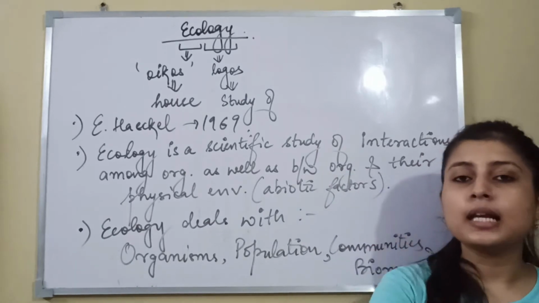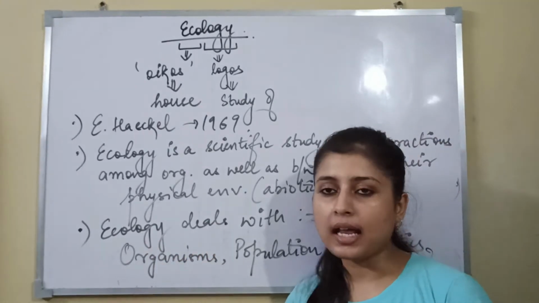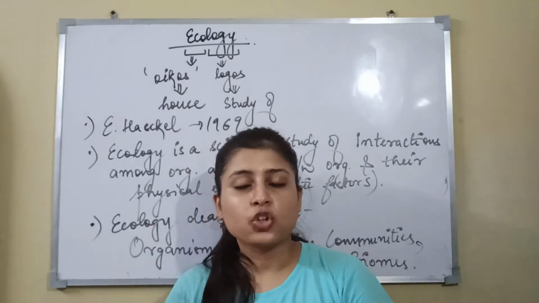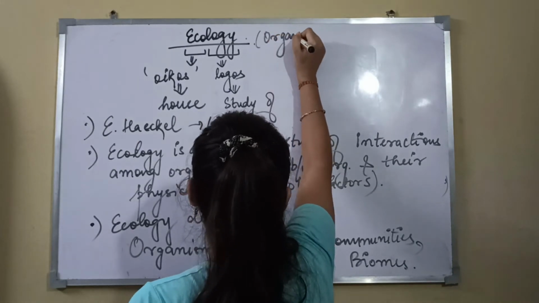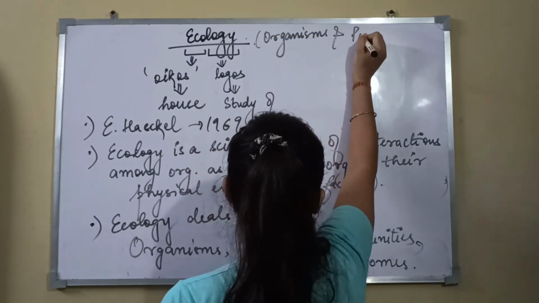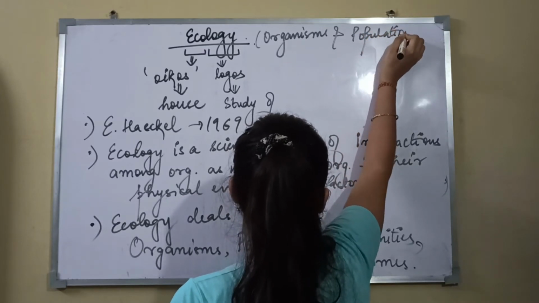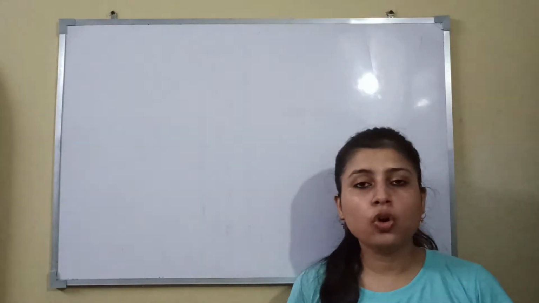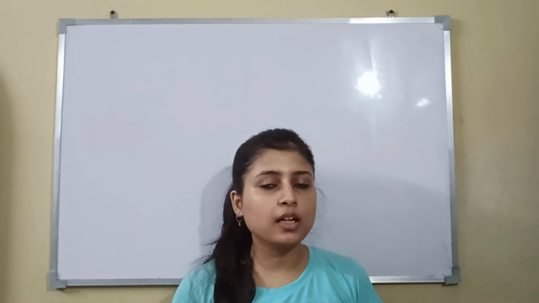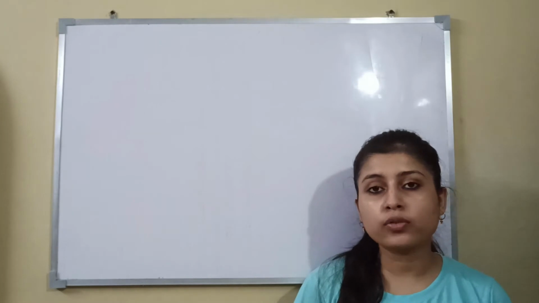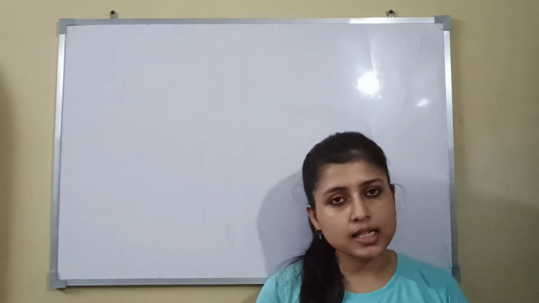But in this chapter we are mainly concerned with organisms and population. That's why the name of the chapter is Organisms and Population. This is the first chapter in the ecology unit. So what is the significance of talking about organisms? Whenever we talk about organisms, we are talking about their interrelationships, and discussing why these particular organisms are adapted to these particular conditions only, right?